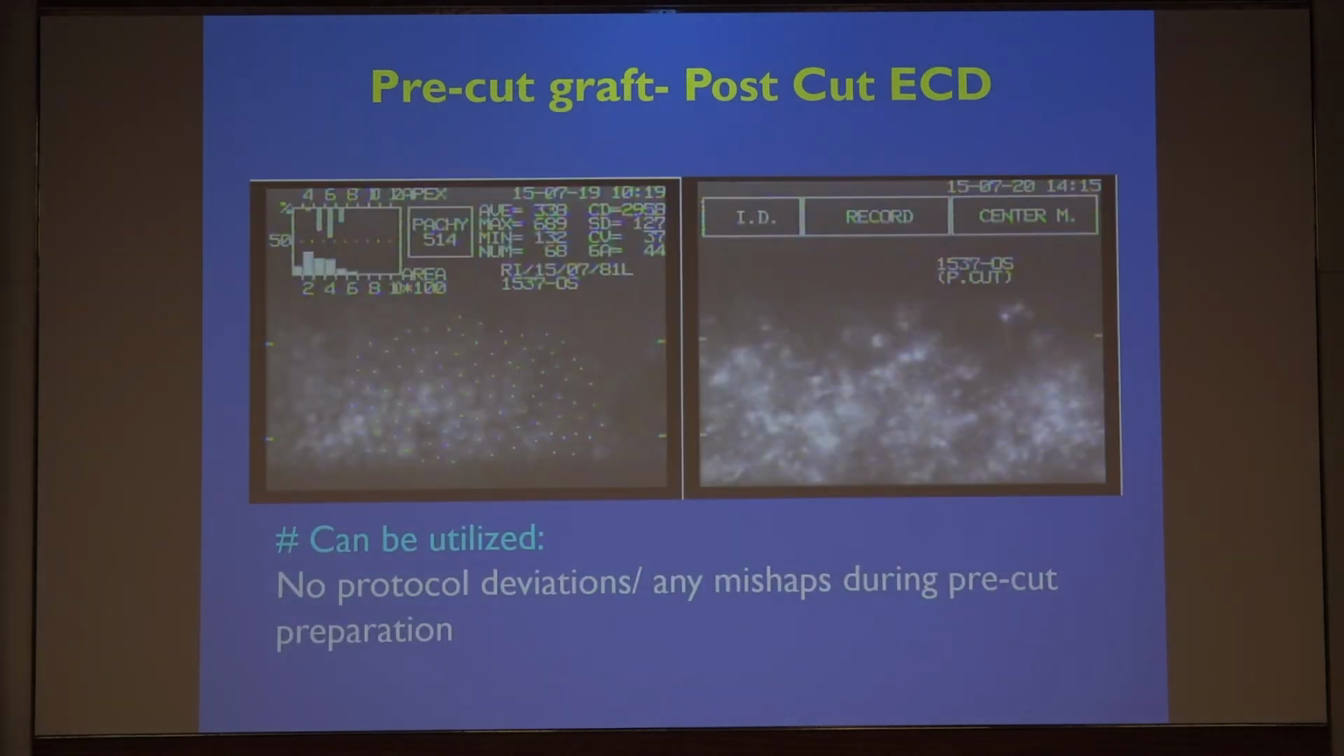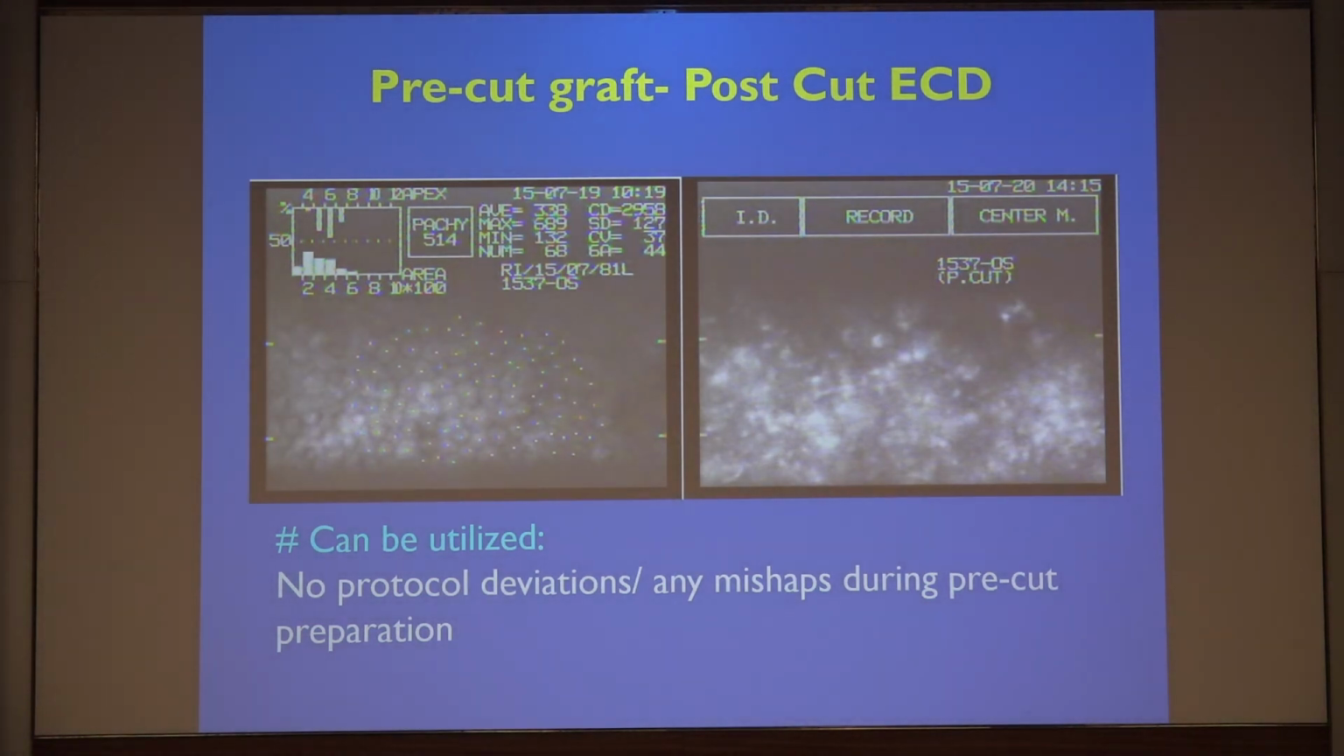Sometimes we'll get an issue like this one, where the pre-cut graph shows a good morphology before the cut, and post-cut you are not able to image the cells. Now this can typically happen in very young donors where the tissue is very elastic, and for the same reason you are not able to mount it well and not able to get the image focused. You may get an image which is completely distorted, and you may not be able to capture the endothelial image in the post-cut period.